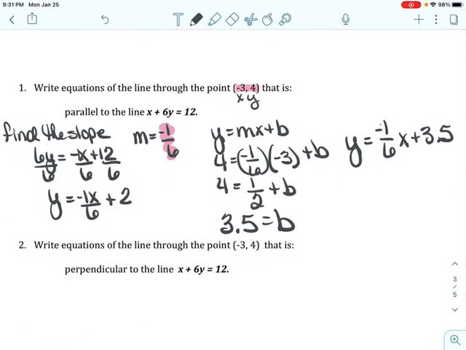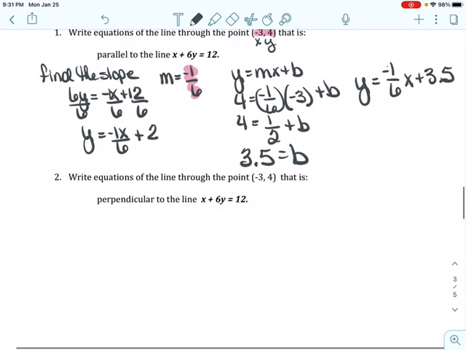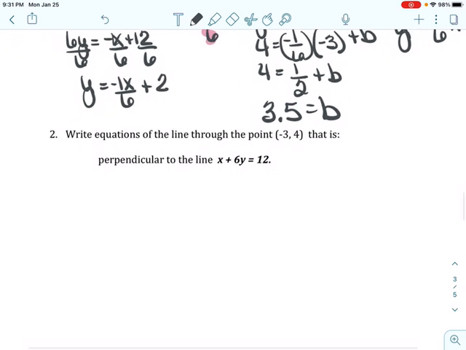Okay, so notice the only thing I need out of this line is my slope. Once I figure out that slope, we're done with that line. Just kind of like, okay, I'm done with you. Put you over on the side. I may need you. I don't think I need you anymore. All right. Okay, so let's do our perpendicular.